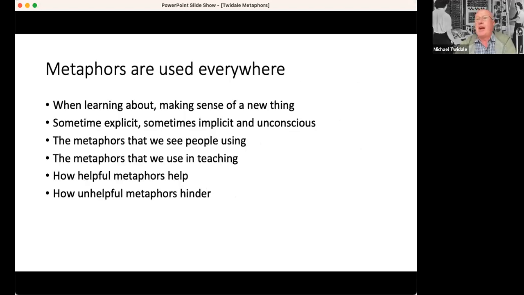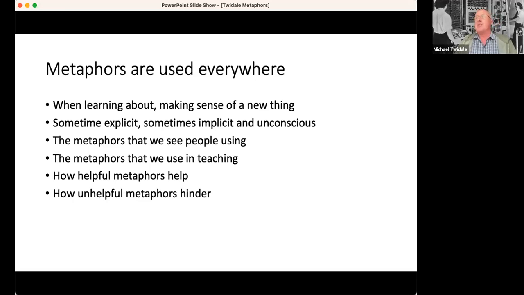So metaphors are everywhere. Whenever you're learning something new, if you think of something like email, you've grown up with it. I remember when email was new. What is it? It's like the mail, but E for electronic. It's a metaphor. There are a load of metaphors. Very often they become so pervasive we don't even see them anymore. Some metaphors are very explicit, some are implicit. Often people are not even aware that they're using metaphors, so we have to look a bit more carefully to see them.